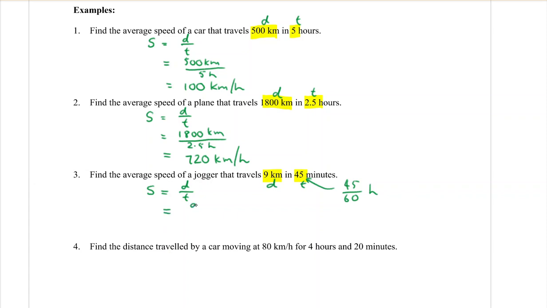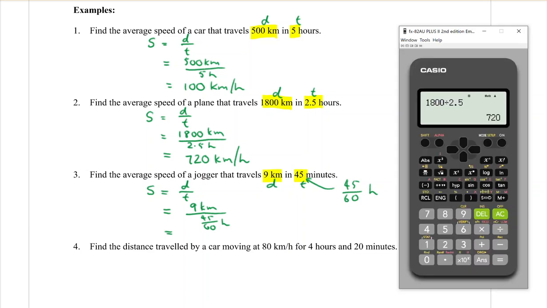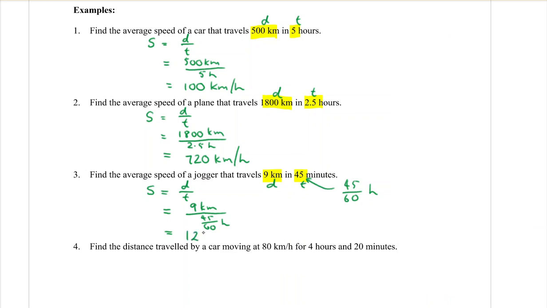The distance is 9 kilometers, and I want to divide that by 45 over 60. And yes, it does look a little bit weird to have a fraction in a fraction here, but your calculator can handle that. Or you could do like Riley was suggesting, and you can type that first one in as a divide. So you type in 9 divided by 45 over 60, and that is equal to 12 kilometers per hour.